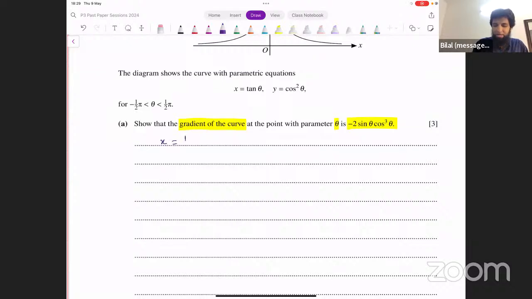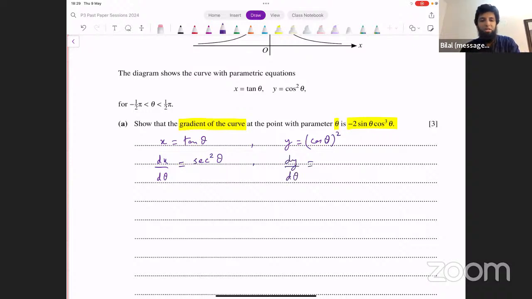You've got x equals tan theta, and you have y equals cos square theta. Cos square theta can be written as cos theta whole squared. Now you find dx over d theta. What's the derivative of tan? It's secant square, so it becomes secant square theta. Dy over d theta, remember your variable is theta, so you would have theta in the denominator like this.